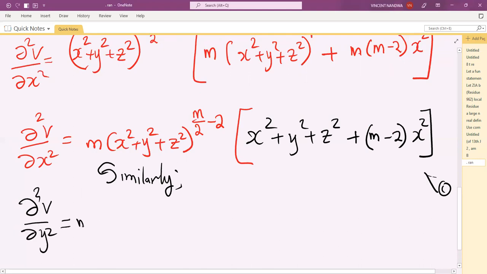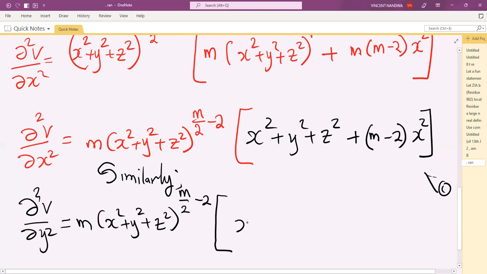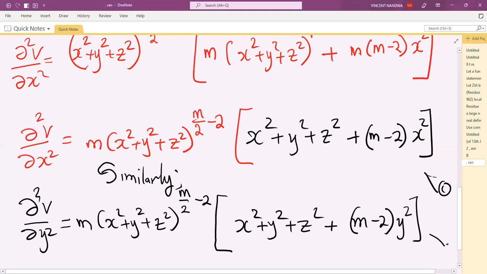So this will be m into (x² + y² + z²)^(m/2 − 2) into [(x² + y² + z²) + (m − 2) y²]. Now, because this is with respect to y, this would be y squared. Call this one equation 2.